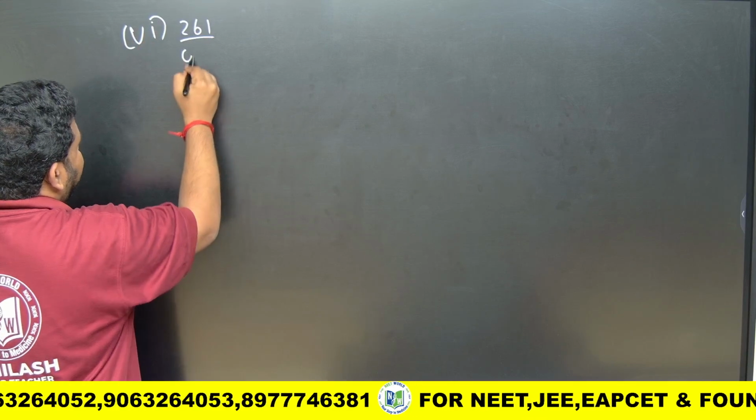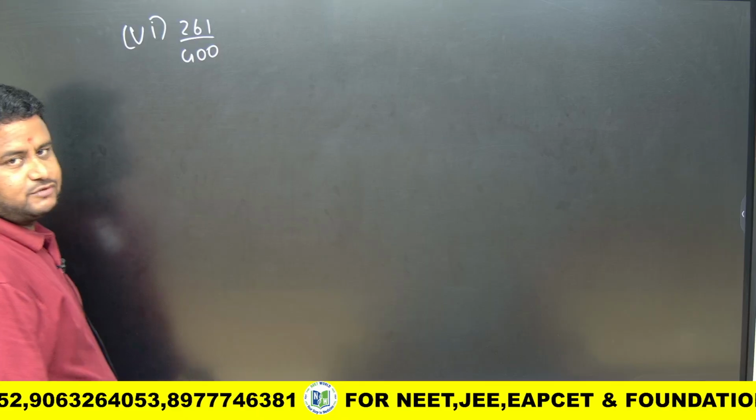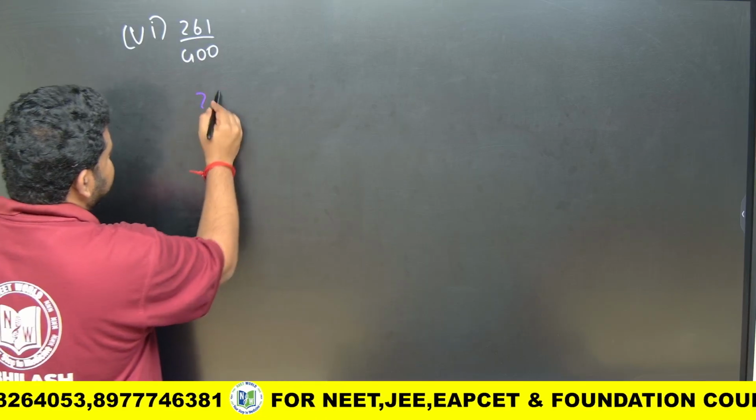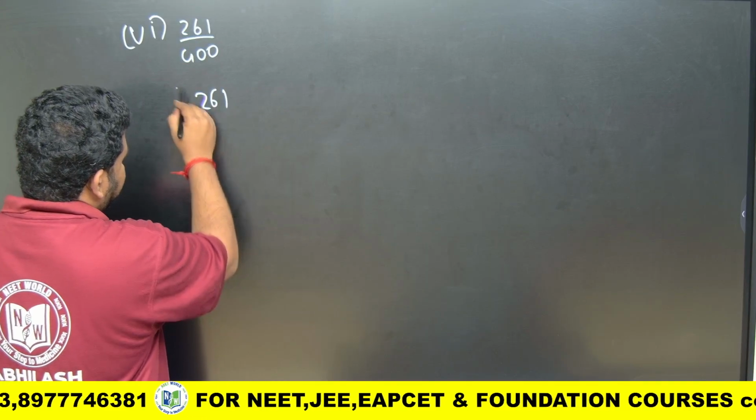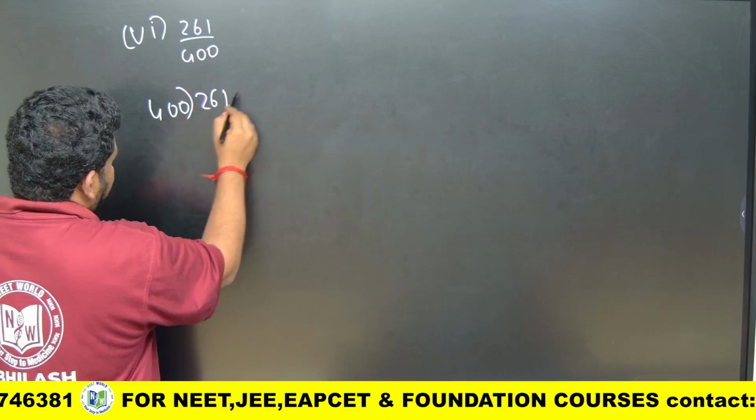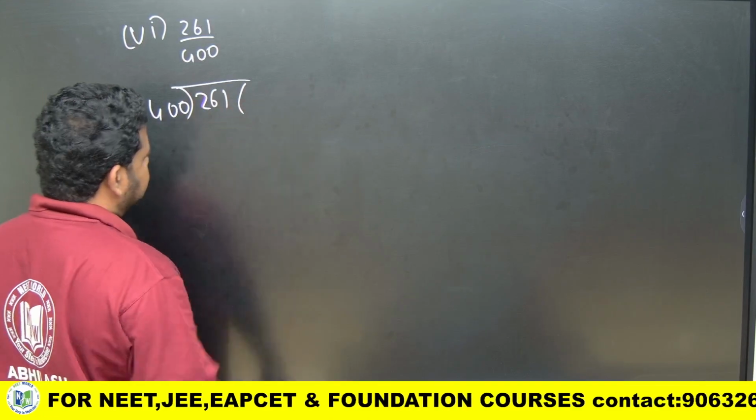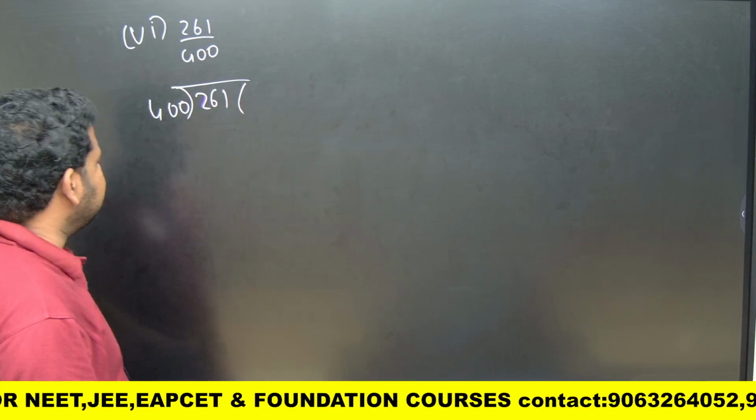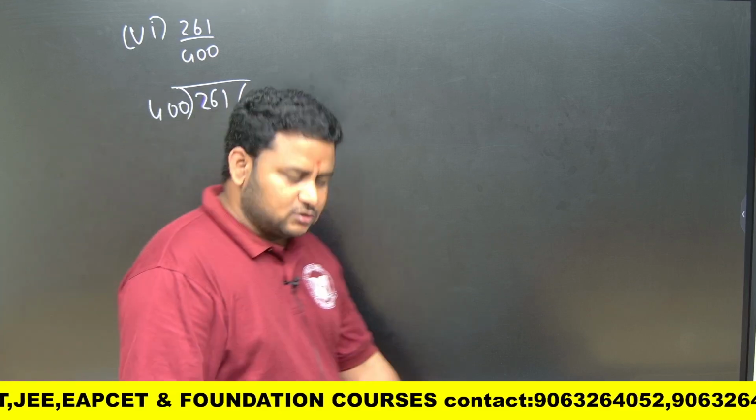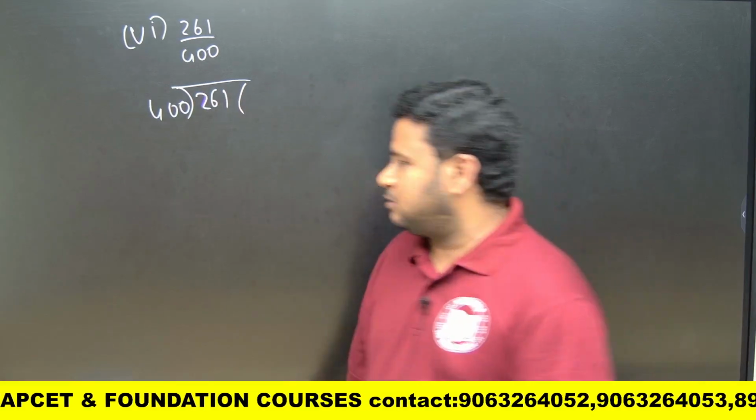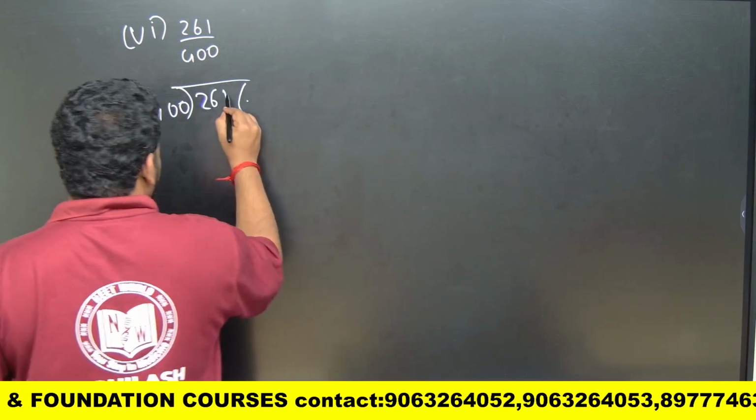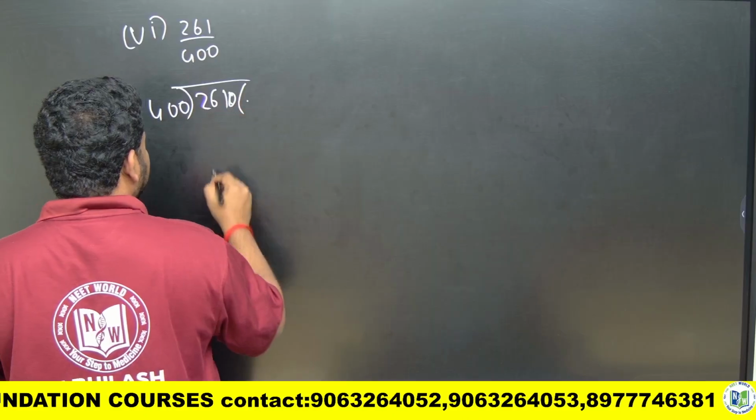261 by 400. So, I have to divide 261. Sometimes different colors also come. I don't know why, maybe because of the change in nibs. Definitely 261 is less than 400, so directly I cannot divide. I have to use the decimal point. If I put the decimal point here, I have to put 0 here. So, this will become 2610.